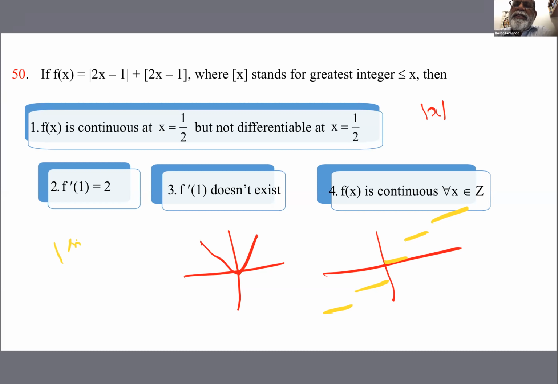Modulus of sin x is not differentiable whenever x is a multiple of pi, where sin x is 0. Modulus of x squared minus 1 is not differentiable when x squared minus 1 is 0, that is, when x is plus or minus 1.